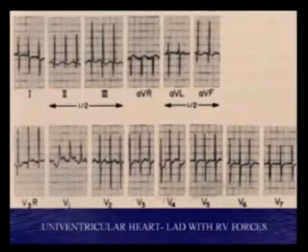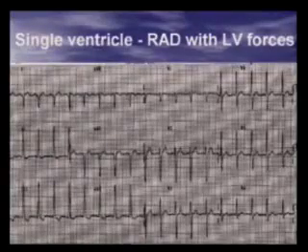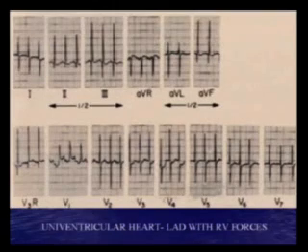Another example of a patient with single ventricle. Here it is left axis deviation with right ventricular forces. What you saw there was right axis deviation with left ventricular forces. Here you see left axis deviation with right ventricular forces. Remember that such ECGs can also be seen with endocardial cushion defect. So please do not try to remember them.